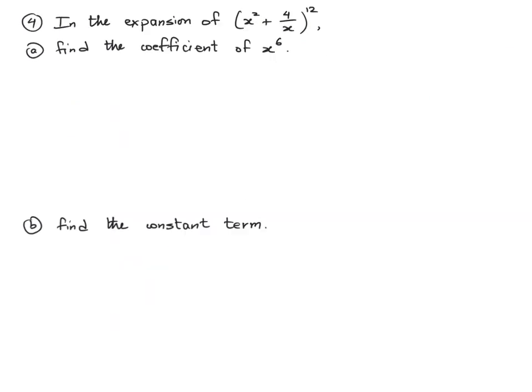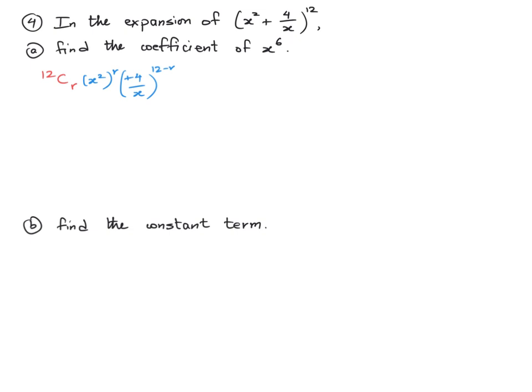Now this one's a little more complicated. In this case, we have x's in both terms of the expansion. So when we want x to the sixth, it's not so obvious what term is going to get me x to the sixth. So we have to be a little more careful. We've got this binomial, still 2 terms here, but one's a fraction and one has x squared in it. We're raising it to the power of 12. We want the coefficient of x to the sixth.